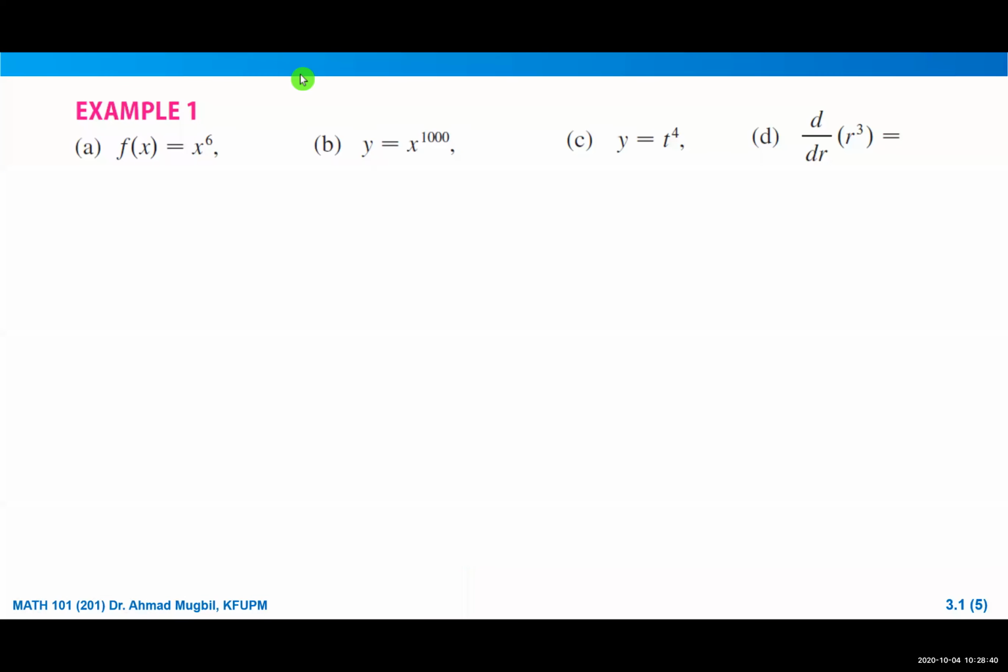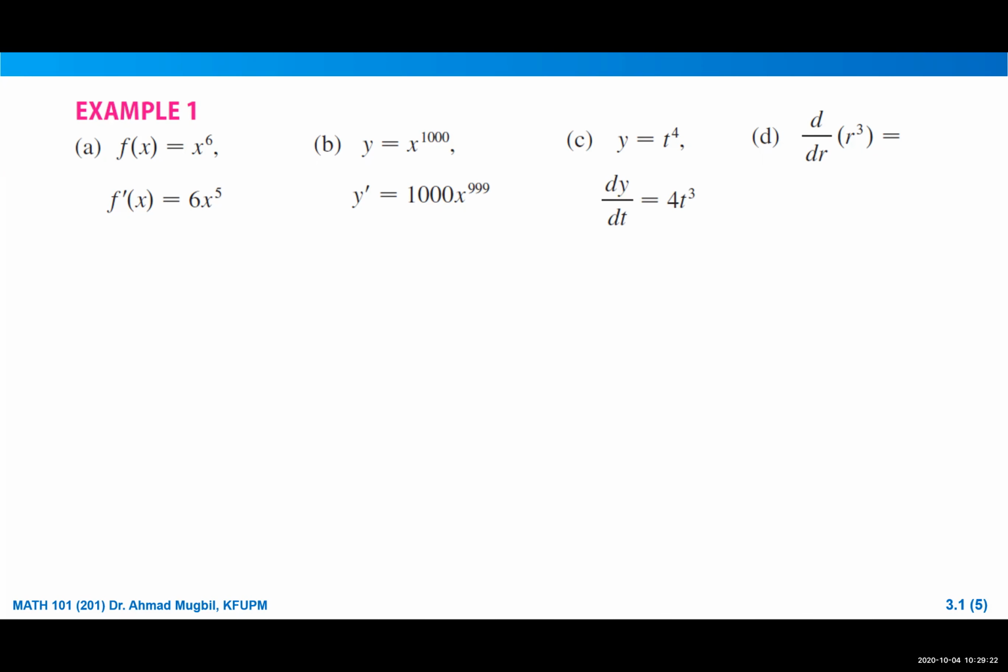Let's have an example. For example, x to the power 6. Abdulaziz Ismail, what is the derivative of it? 6x to the power of 5. Excellent, Abdulaziz. Abdulaziz Al-Qahtani, what is the derivative of x to the power 1000? I think it's 1000 x to the power 99. Yes, 999. What is the derivative of t squared or t to the power 4? Abdullah Al-Harithi. 4t to the power 3. You are right.